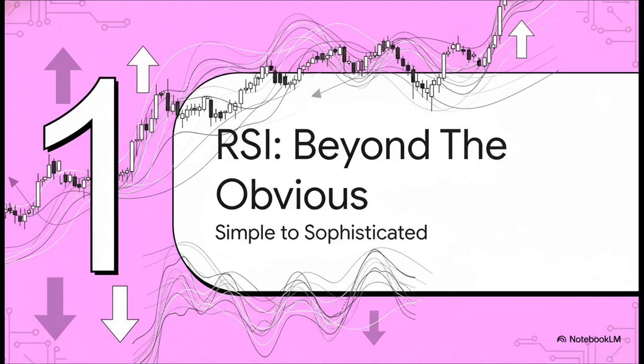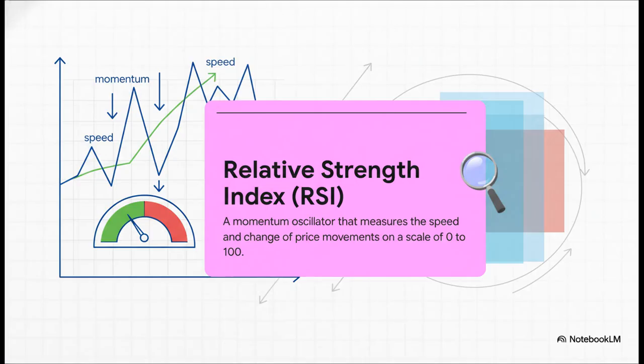We're going to blow past the textbook's definition and get right into how pros actually use this thing to get a read on the market's mind. So at its heart, the RSI is basically a momentum meter. It's just telling you how fast and how far prices have moved. Now, most traders know the basics. You use it to spot potentially overbought or oversold conditions. But honestly, that's just scratching the surface.